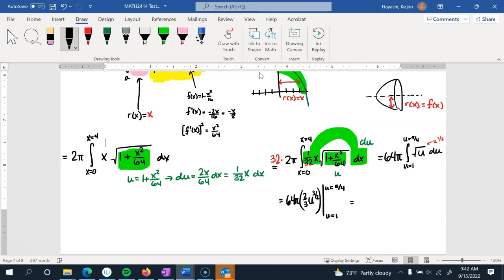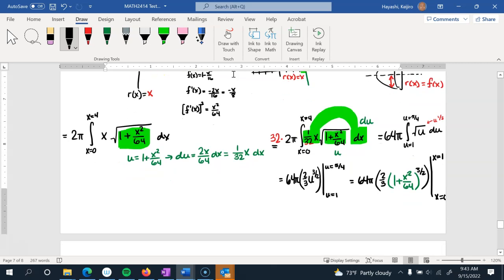Alternatively, you could switch it back into terms of x. So that's 64 pi times 2/3 times u, which is really 1 plus x squared over 64 to the 3/2. And that would be evaluated from x equals 0 to x equals 4. It'd be the same numerical answer anyway. If you plug in 0 and 4 into there, that's where the 1 and the 5/4 comes from, so it's the same either way. It doesn't really matter.